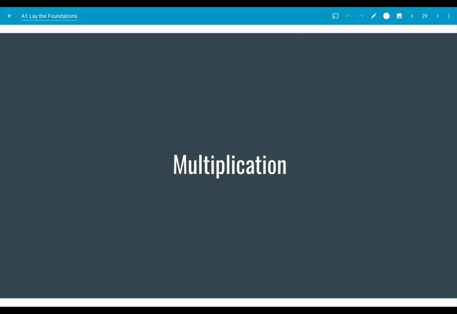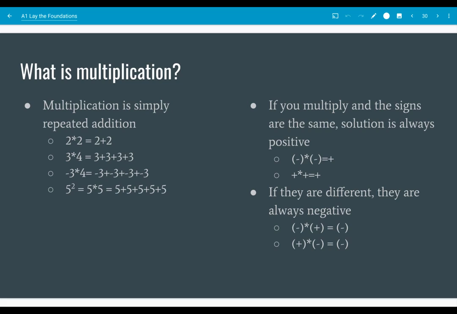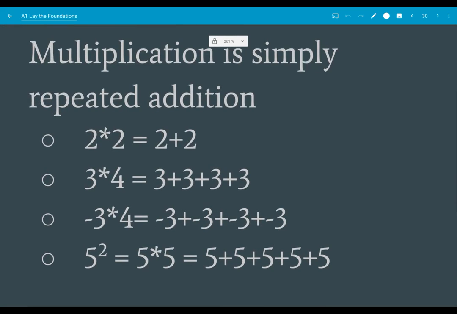So today we're going to look at multiplication. So what is multiplication? It's just repeated addition. 2 times 2 just means 2 twice. That's why we have once and twice right here. 3 times 4 just means 3 four times. 1, 2, 3, 4. So on and so forth.